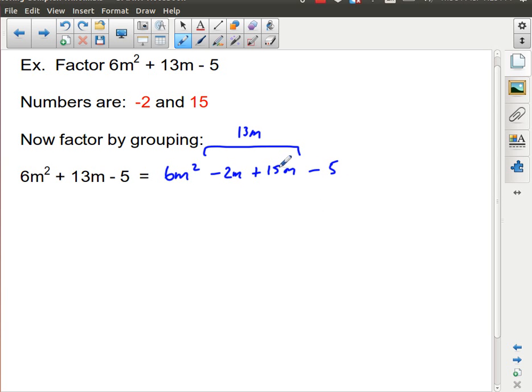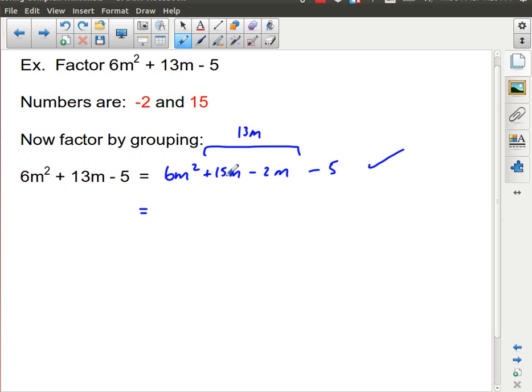Now, it doesn't actually matter if you write it this way or if you reverse that. If you wrote that as plus 15m minus 2m, both of those are still correct. And as a matter of fact, I'm going to just leave it this second way because having this negative sign here gives me the opportunity to illustrate another important idea.